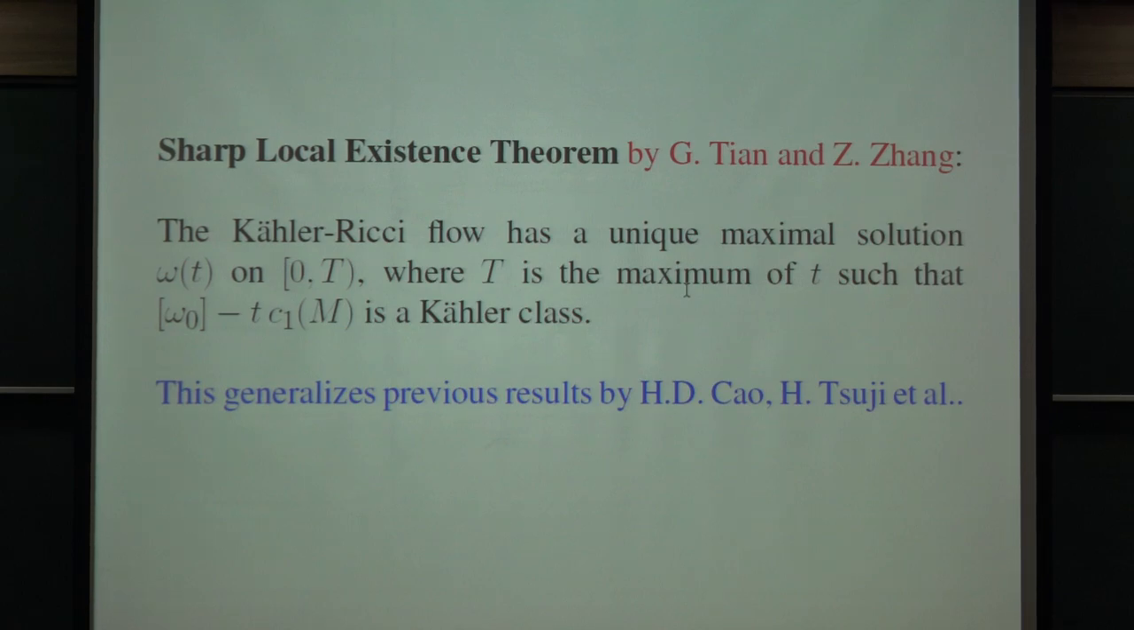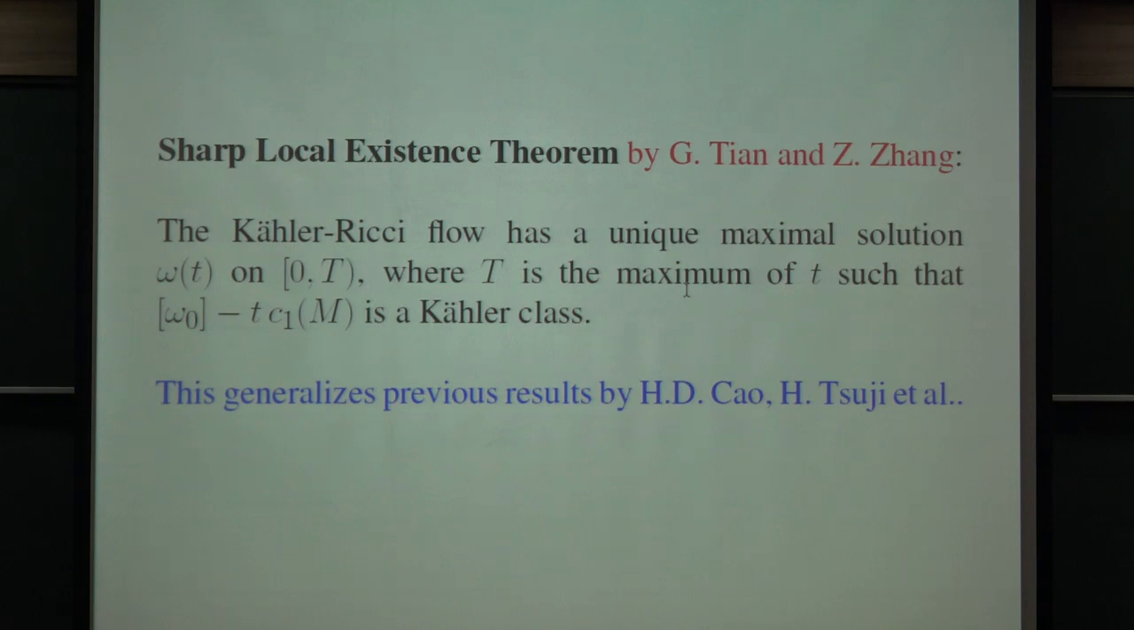So first, let me show you one thing, then we take a break. It's this so-called sharp local existence. This time, you can determine what this capital T is, where you can solve the Ricci flow. So this is proved with my former student, as part of his thesis. We proved this Kähler-Ricci flow has a unique maximal solution on zero to capital T, where capital T is the maximum time T such that this is a Kähler class, so that this is positive.